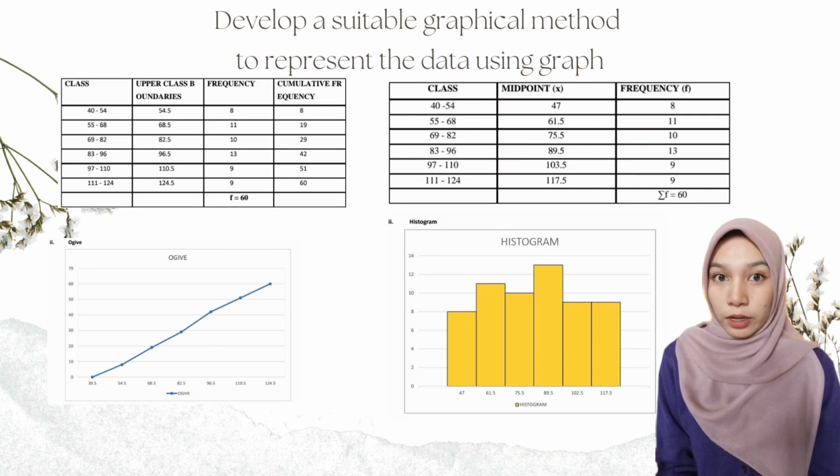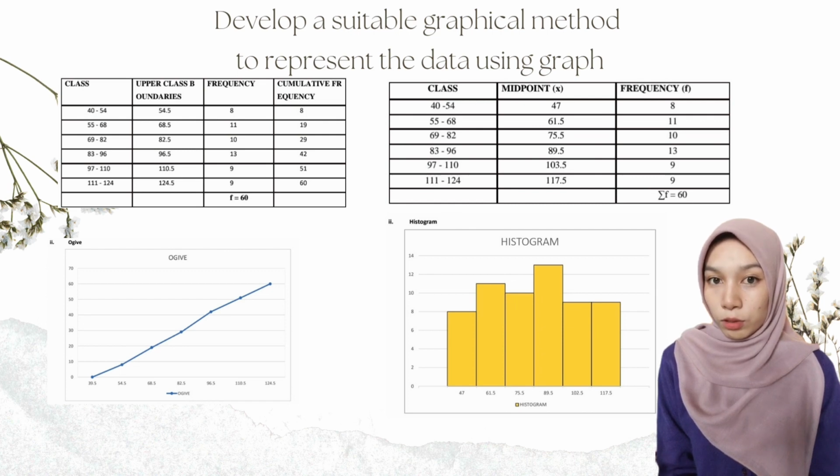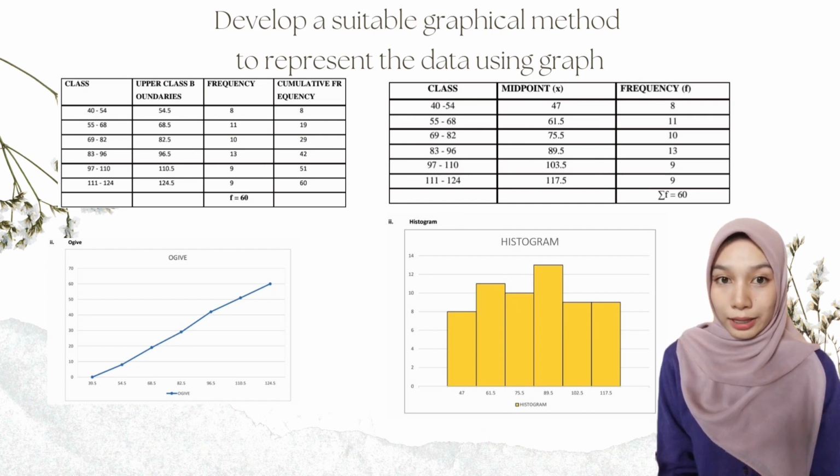A suitable graphical method to represent the data is to use frequency as x and the upper class boundary as y, where I use the algebraic graph reading from 0 up to 60 according to cumulative frequency.